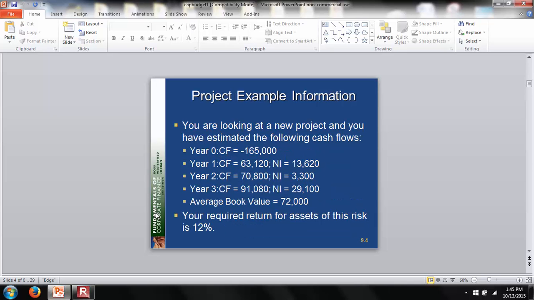So here we want to look at an investment, and for this investment you have to invest $165,000 in year 0, and what you get is $63,120 in year 1. In year 2, you get $70,800, and in year 3, you get $91,080. Now, you can ignore the net income numbers given as well as the average book value. Here, the required return is 12%.